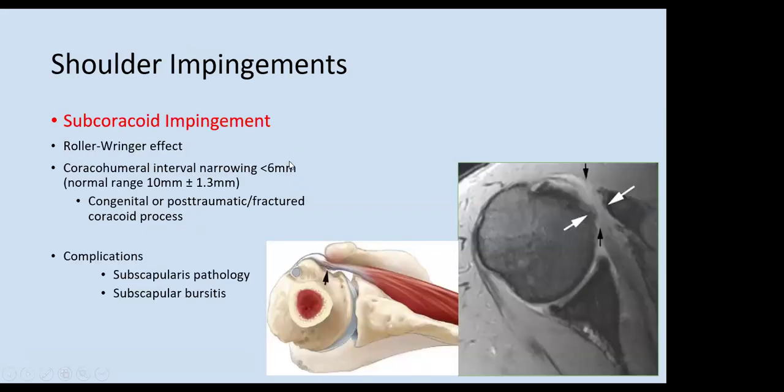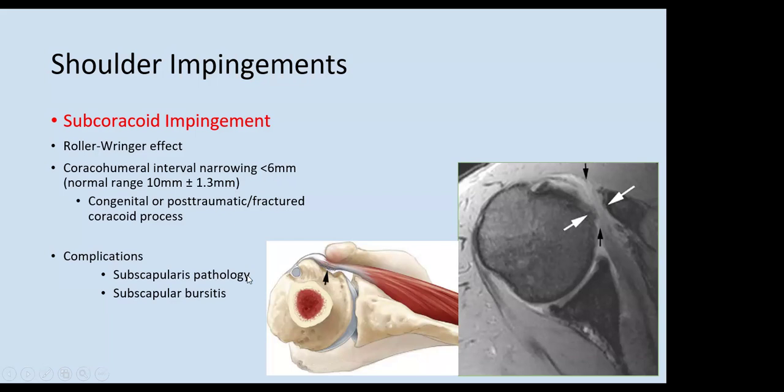Another entity in shoulder impingement: we covered the subacromial impingement, now we move to another type of shoulder impingement called the subcoracoid impingement. The subcoracoid impingement is narrowing of the interval or distance between the coracoid process and the lesser tuberosity of the humeral head. Normally it is about 10 millimeters, but if it is less than 6 millimeters, it can be associated with subcoracoid impingement.